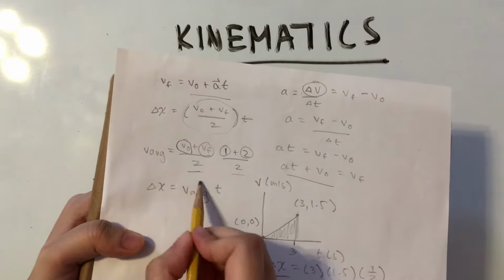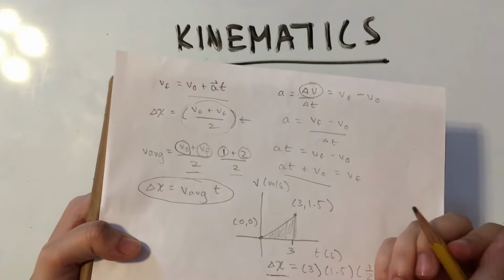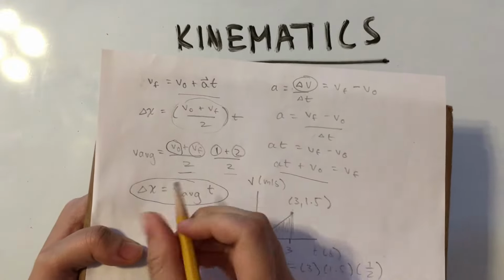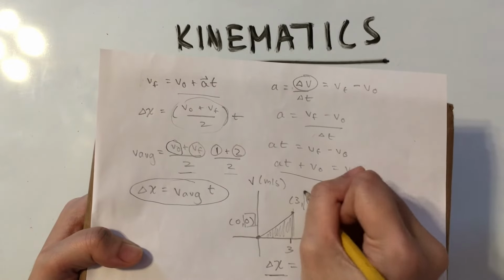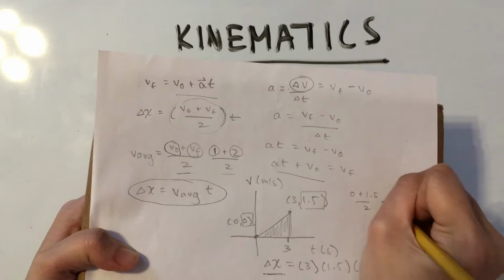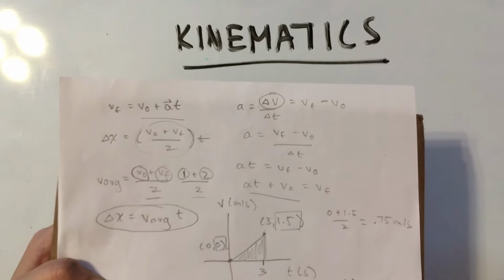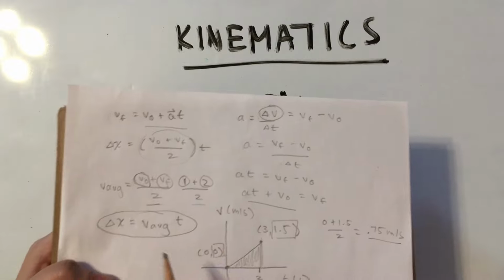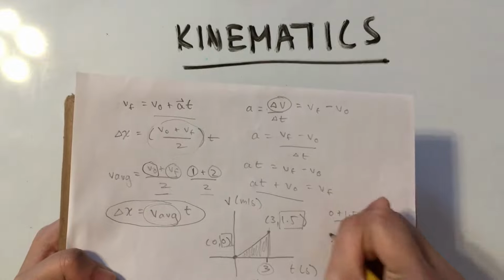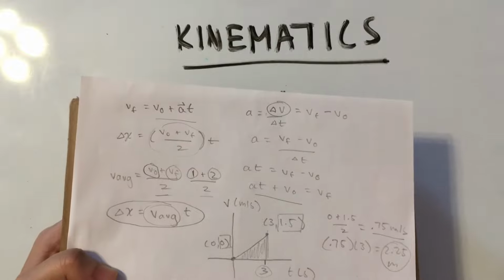Well, this also works when we take the average velocity and multiply it by time. So what is average velocity? Well, we have a velocity of 0 for our initial velocity, and a velocity of 1.5 for our final velocity. So 0 plus 1.5 over 2 is going to equal our average velocity, otherwise known as 0.75 meters per second. So when we multiply 0.75, which is our v average, times t, which is 3 seconds, we get 0.75 times 3, which is also equal to 2.25 meters.